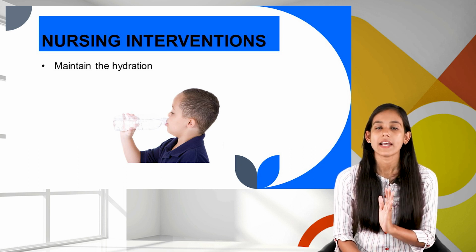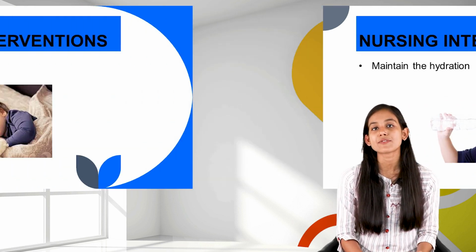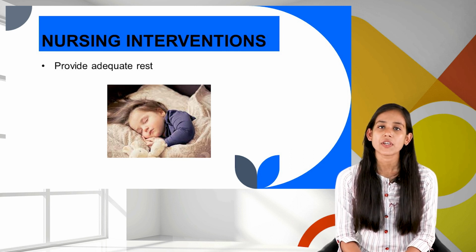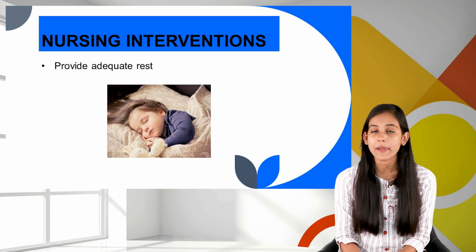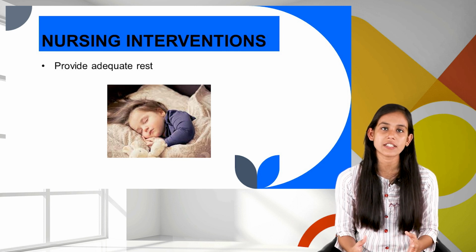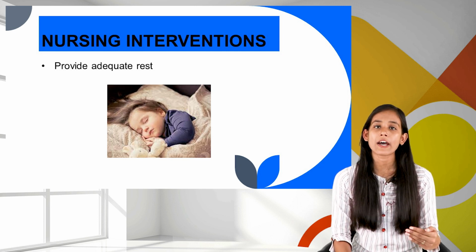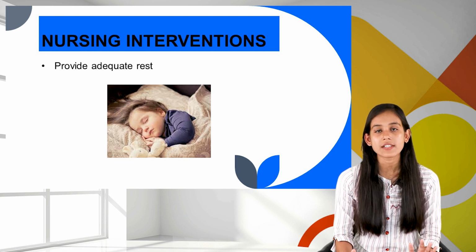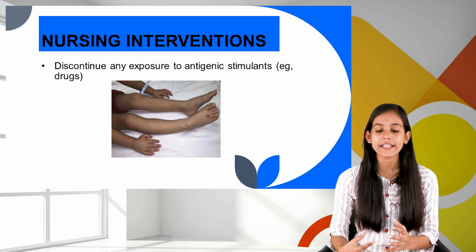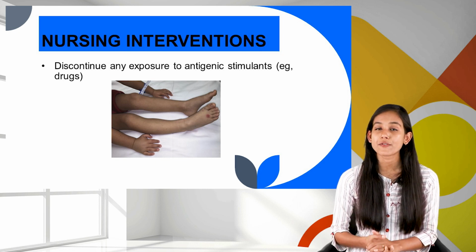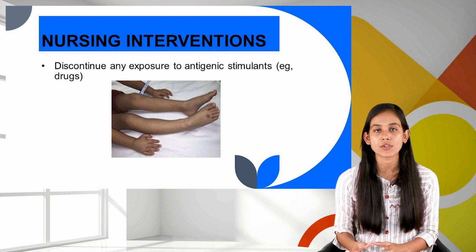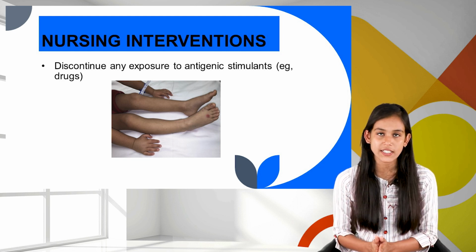So we have to maintain adequate hydration, and then we have to advise the child to take enough rest. That is very important, because the child is having joint pain and abdominal pain, and these pains would be severe. You also have to advise the parents to make sure that the child is taking enough rest. Next, if the child is on any antigenic stimulants or any sort of drugs, we have to immediately discontinue that drug or that exposure to antigenic stimulants.